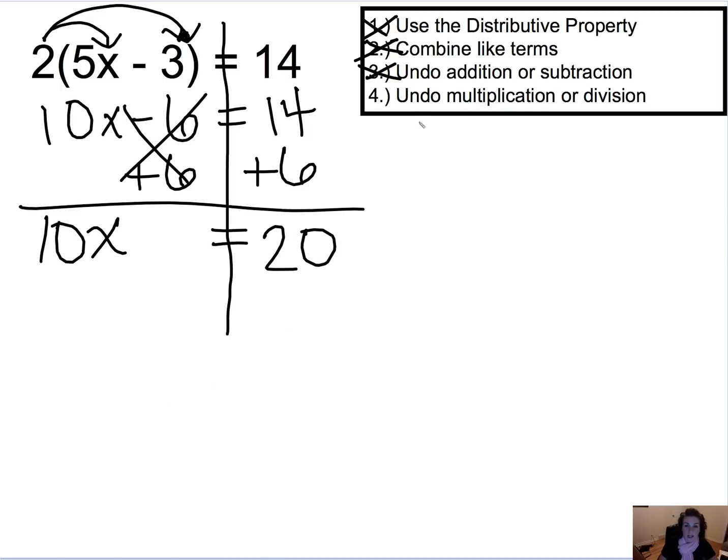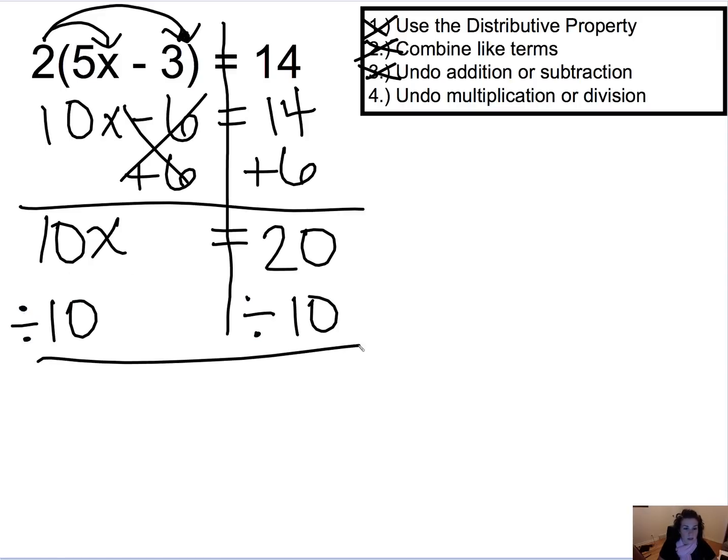We did step 3, and last step 4, undo multiplication or division. Well, this is multiplication, so we are going to divide by 10 on both sides. That way the 10's cancel. I bring down the x and the equal sign, and 20 divided by 10 is 2. So I think that x is equal to 2, and as always, check your work.